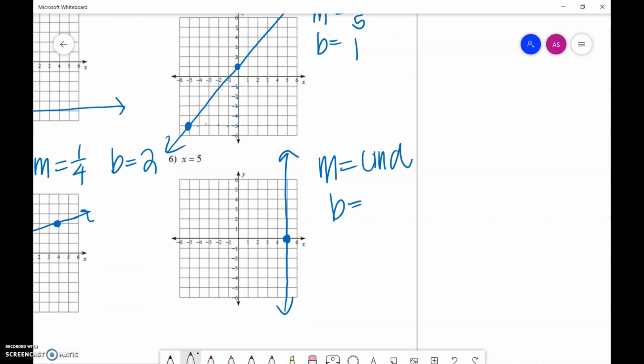And what about the y-intercept? If we look at our graph here, it is parallel. Parallel meaning that they will never cross. So it's parallel with the y-axis, which means we will not have a y-intercept. Okay?